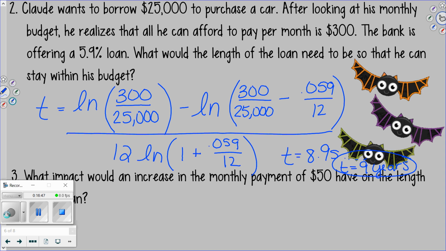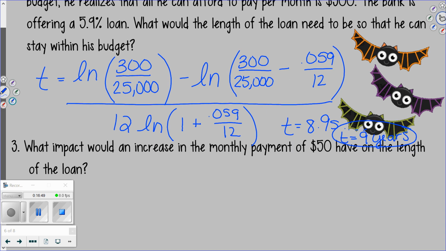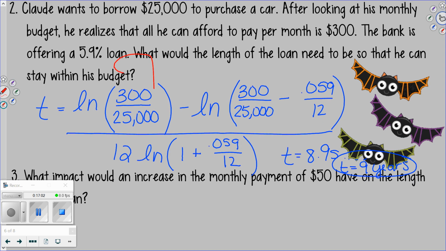Now, question 3 asked, what impact would an increase in the monthly payment of $50 have on the length of the loan? So what am I changing? Good. The only thing I need to change here is the 300. The 300, change this to 350, and this 300, change to 350. So that's the only thing that needs change.